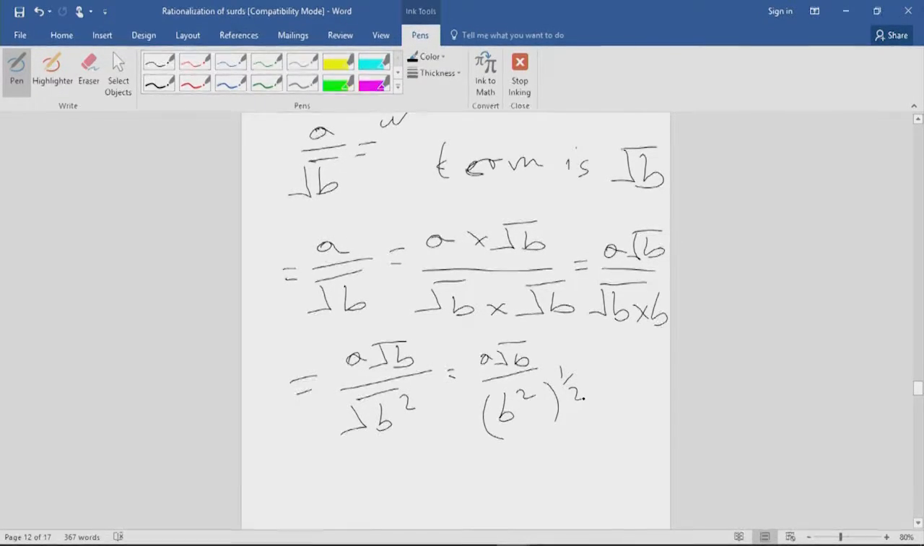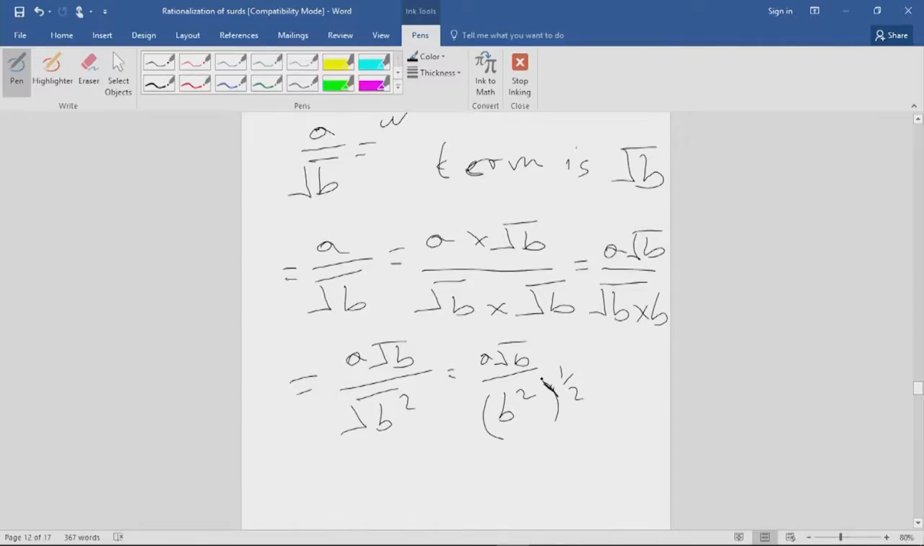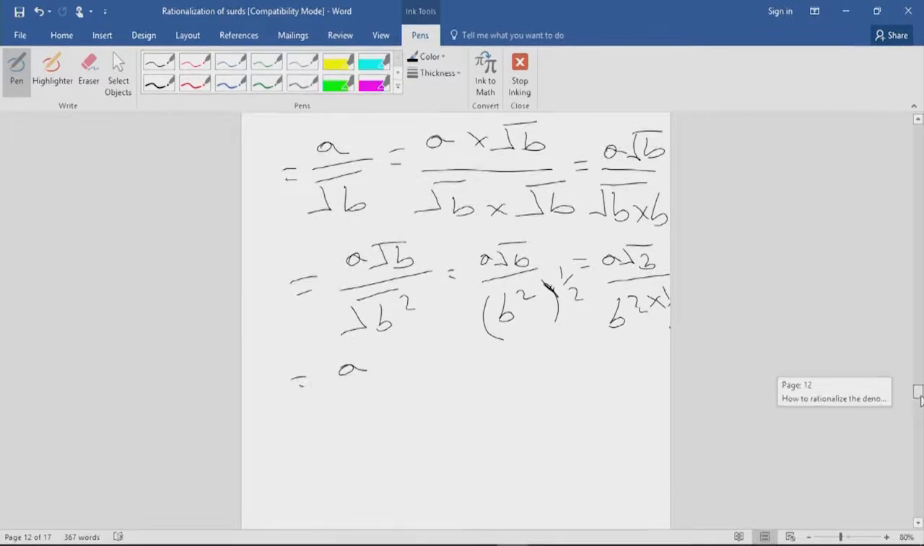Of course, according to the law of indices, when you have a base and two separate powers, if the relationship is multiplication, we multiply the powers. That is to say, we have a root b all upon b square multiplied by half. Let me bring it down so that we can see. So this is going to be a root b all upon b square multiplied by half.